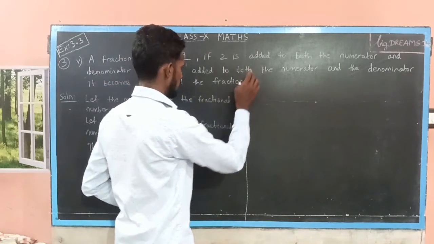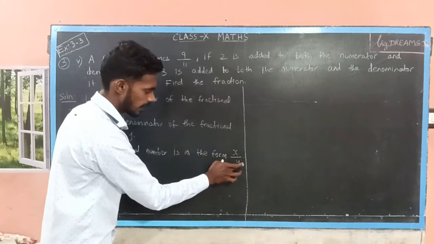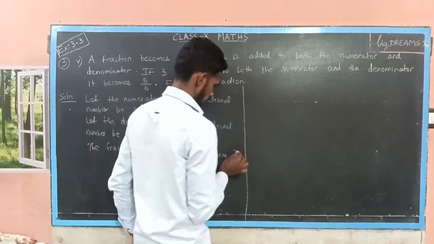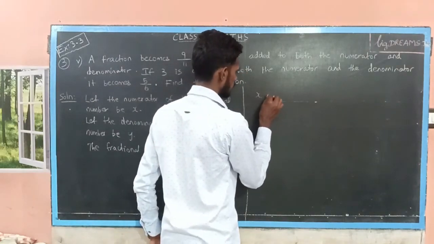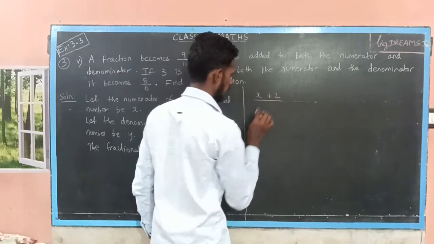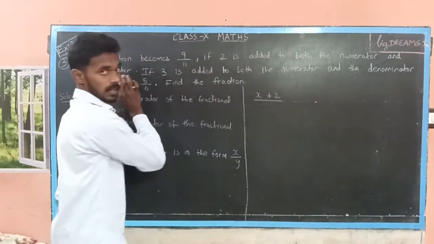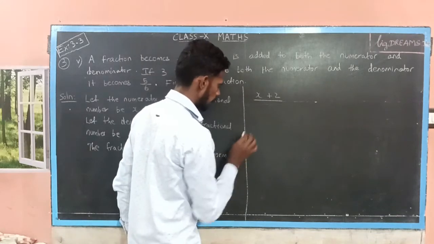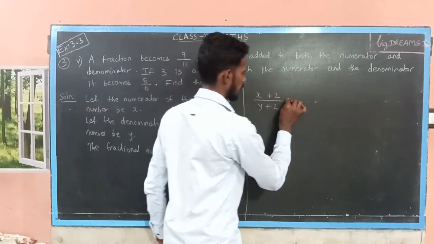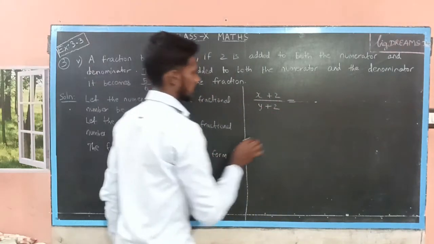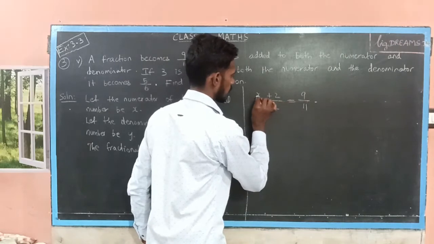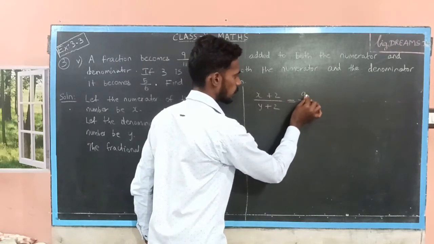See here what they have given: if we add 2 to both the numerator and denominator, it becomes 9 by 11. First, let's add 2 to the numerator. The numerator here is x, so it is x plus 2. Then 2 is added to the denominator also, so it is y plus 2. If x plus 2 by y plus 2, it will become 9 by 11. So x plus 2 by y plus 2 is equal to 9 by 11.